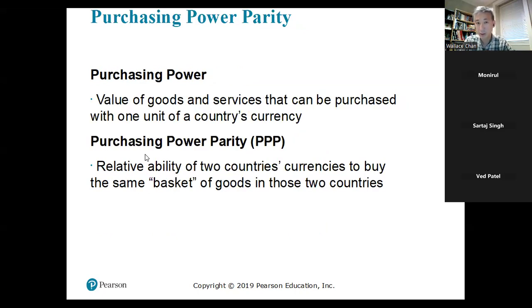In order to compare among countries, one way to do it is to put into consideration the purchasing power in different countries. The relative ability of two countries' currencies to buy the same basket of goods in those countries, we call purchasing power parity. So sometimes when people want to compare the economic condition between two countries, they do not only look at the GDP, they do not only look at the GDP per capita, but they also put into consideration the purchasing power parity.